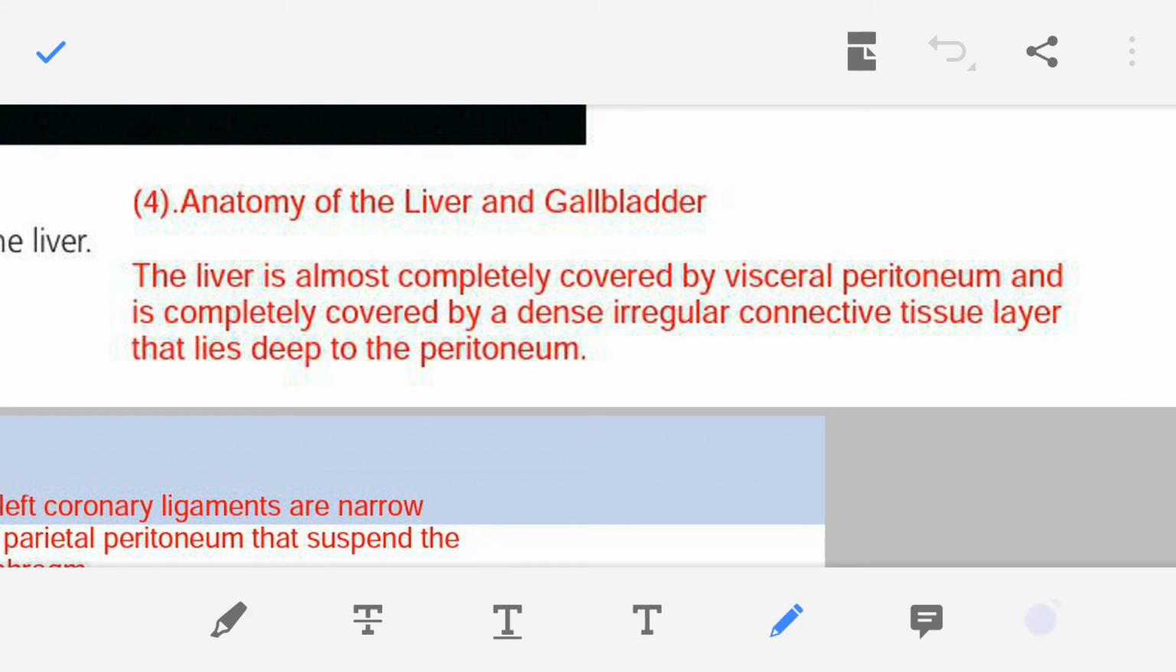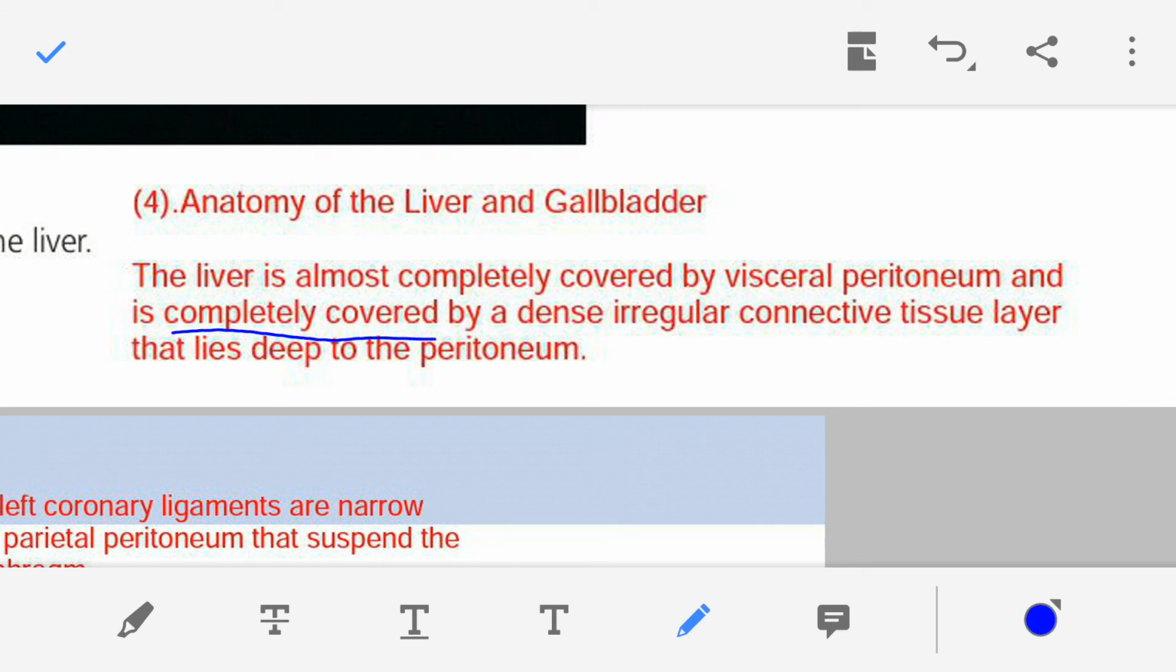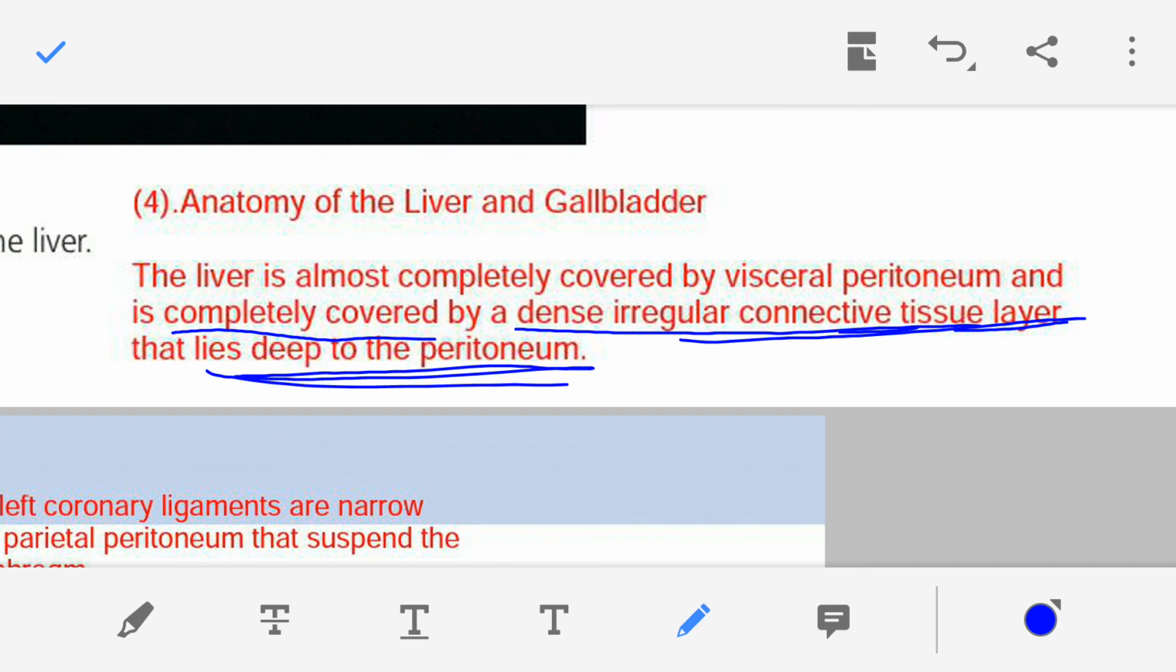Then the liver is also completely covered by a dense irregular connective tissue layer, and this layer lies deep to the peritoneum. So here in point number 4, we are remembering that the liver is covered by visceral peritoneum and also by a dense irregular connective tissue layer.